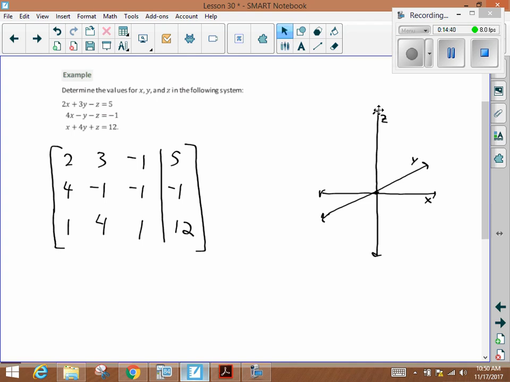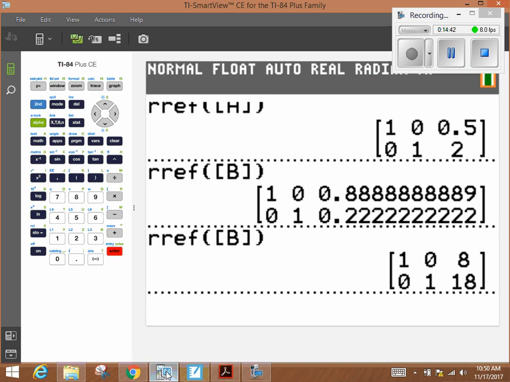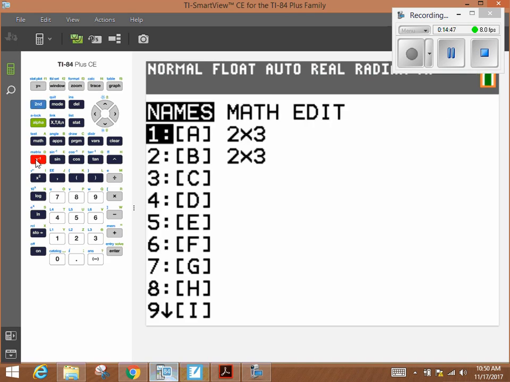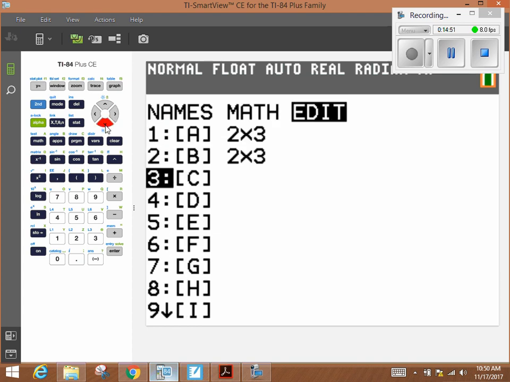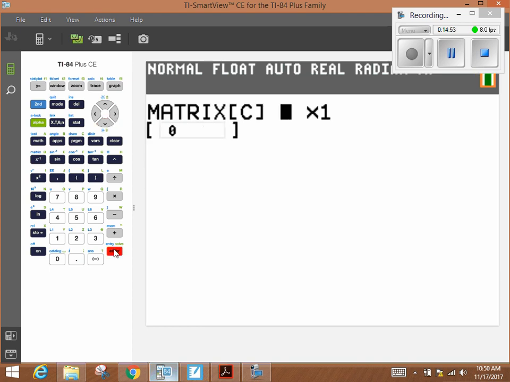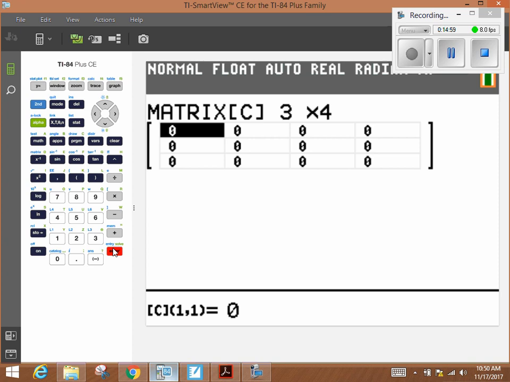So let's go ahead and solve this thing. I'll need you guys to read these numbers off to me so I don't have to memorize. So let's go ahead and go to second matrix. We're going to edit, and we're going to make a new matrix, matrix C. And it is 3 by 4. All right, will you read these off to me?